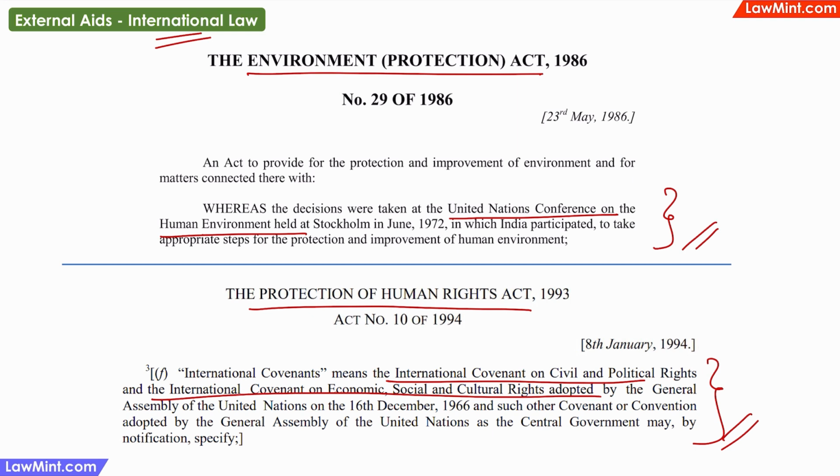Of course, it is not necessary that India has to agree with everything that is mentioned in the international convention or agreement. So, the courts will also refer to the Law Commission reports, parliamentary debates, and other documents to interpret the law in the Indian context.